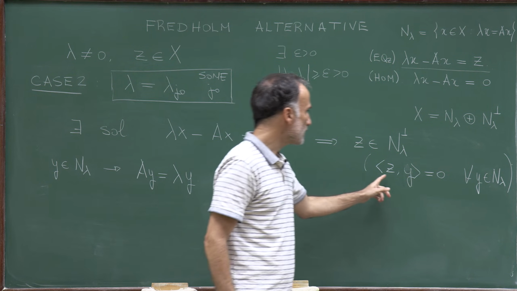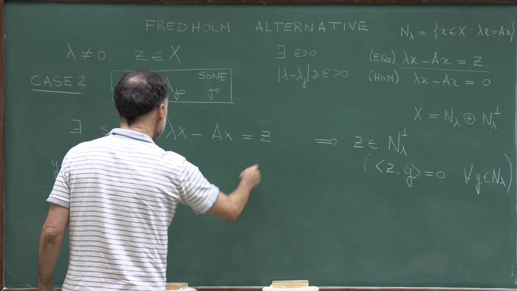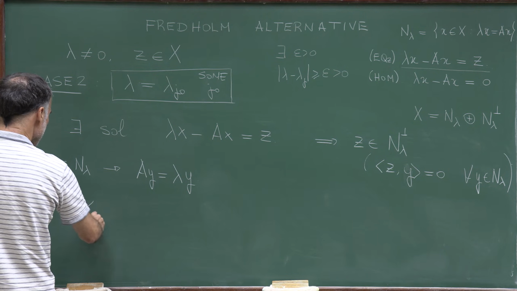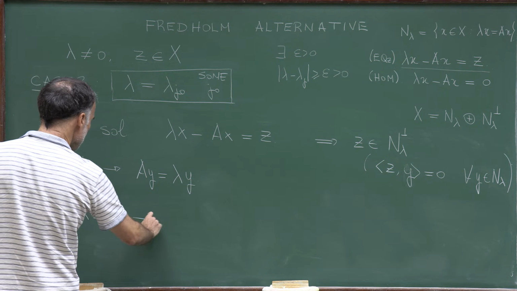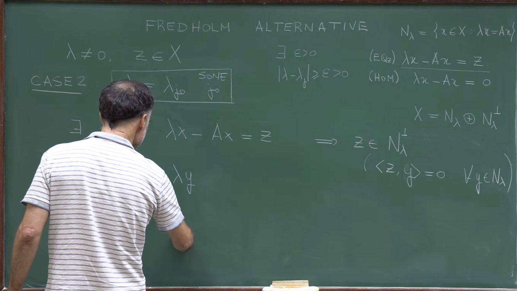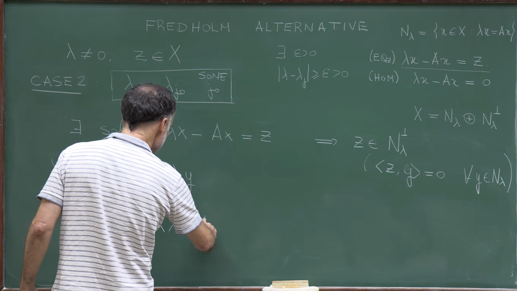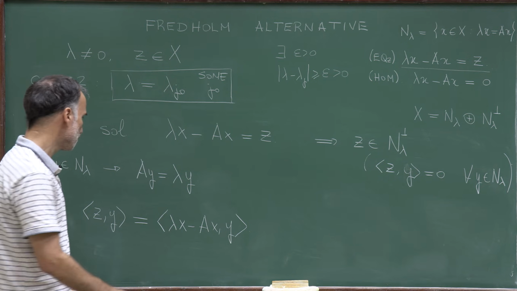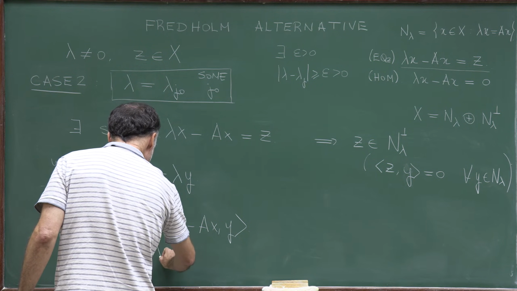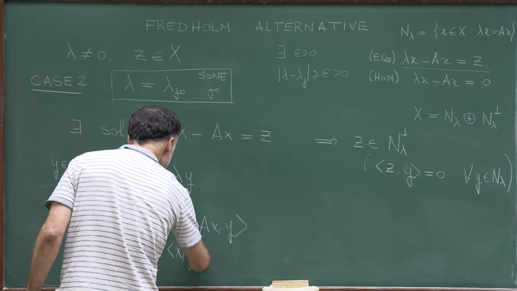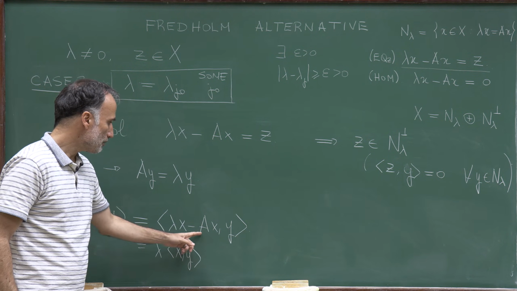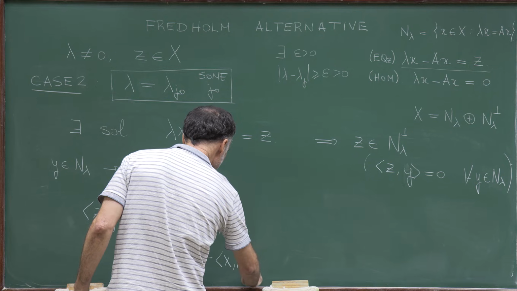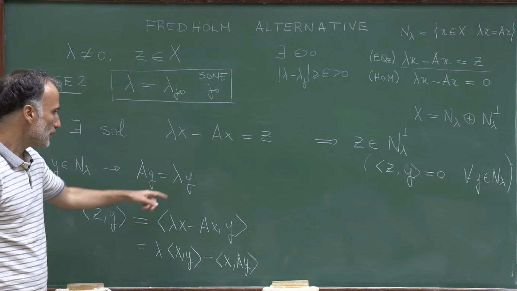And let's show that z is indeed orthogonal to y. In order to do that, we have to compute the scalar product of z with y. But z is the solution of this equation, so (lambda x minus Ax, y). So I just replace the fact that z is the solution of this equation. So this gives me lambda (x, y) minus (Ax, y), but A is symmetric, so this is equal to minus (x, Ay). But Ay is lambda y.